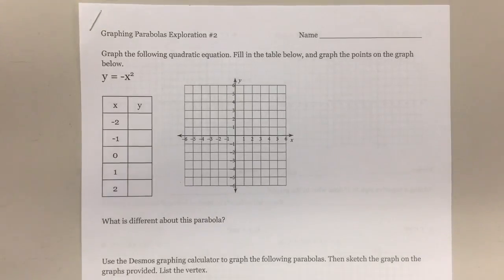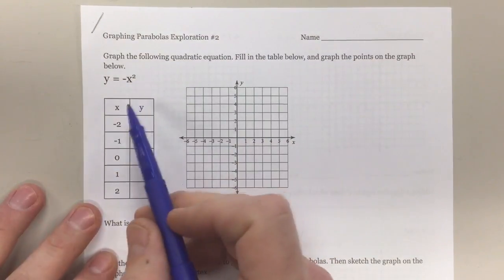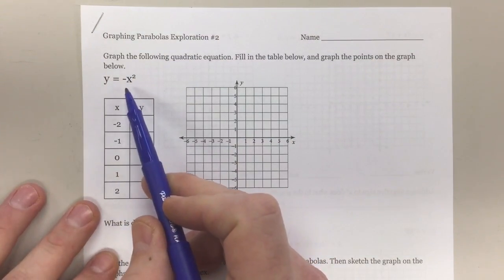Graphing Parabolas, exploration number 2. These are just the introductory notes to the exploration number 2. You will complete this activity using the Desmos graphing calculator. And we'll be typing in equations again and seeing what happens to the parabolas when you graph them. So the first problem today is just dealing with what happens if x squared is negative.